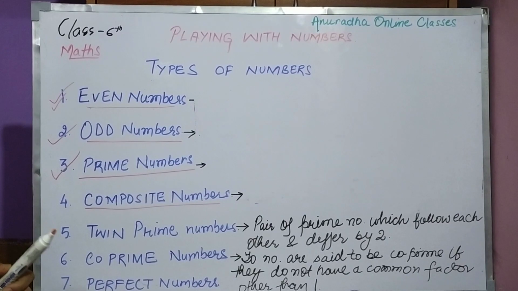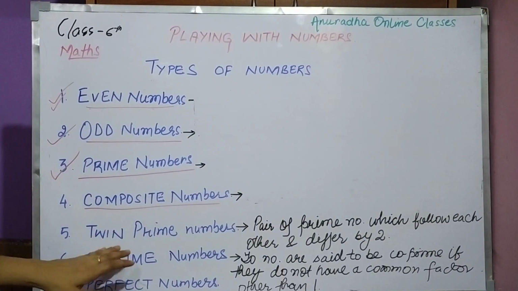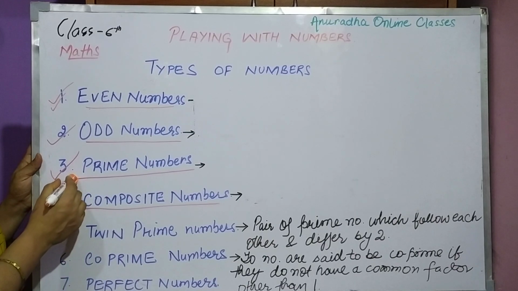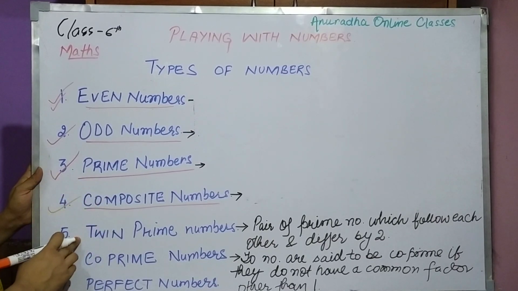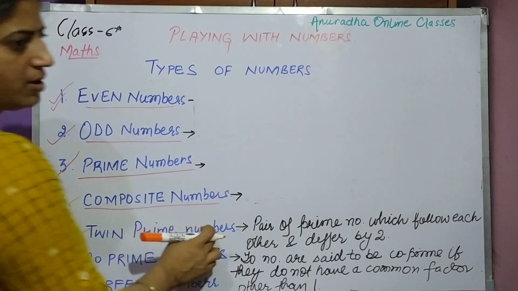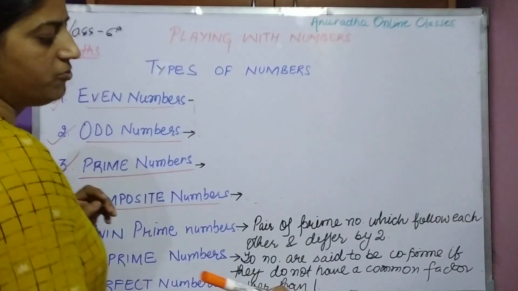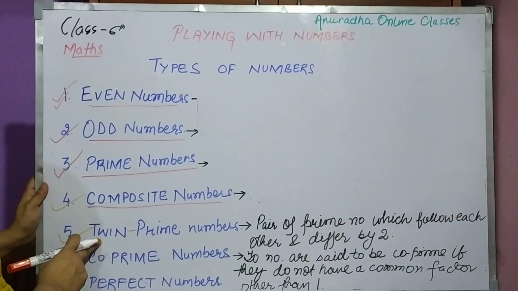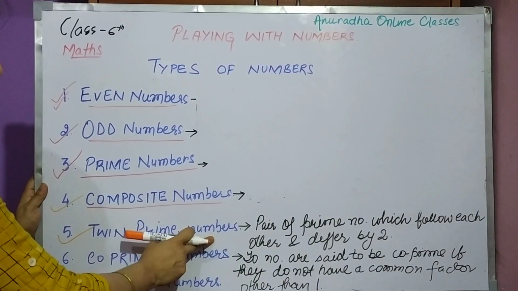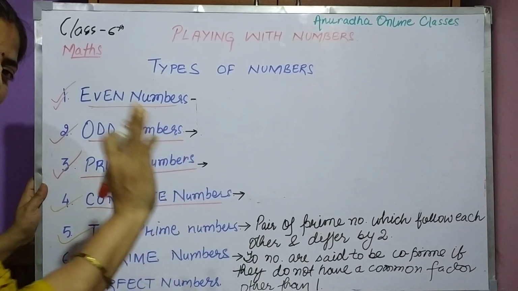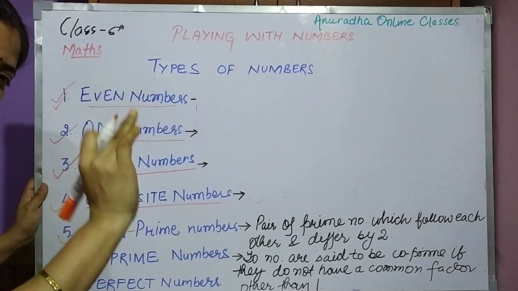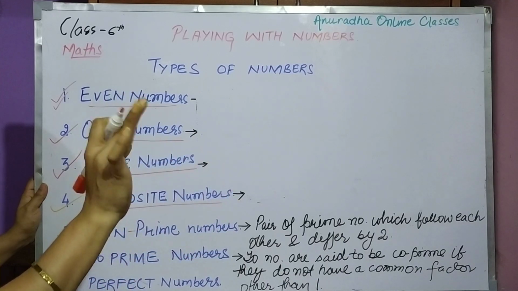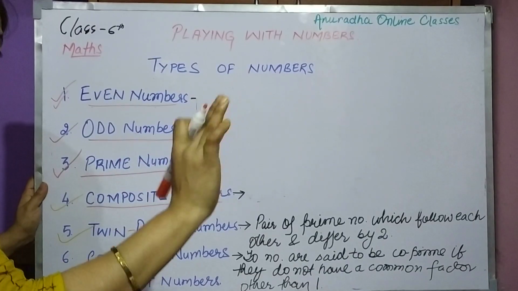Now let us see. The next is twin prime number. Next number is twin prime number. You have read about prime number. Now you'll read about twin prime number. See, twin prime number is a pair of, see here, twin prime numbers. Now what are twin? Twin means two, एक जैसा, right? Twins बोलते हैं ना हम twins. Twins मतलब जुड़वा. That same, identical.